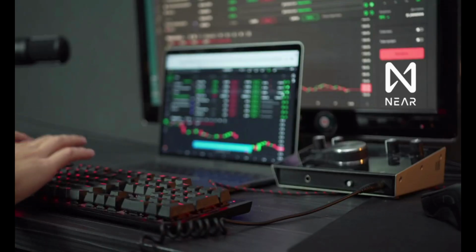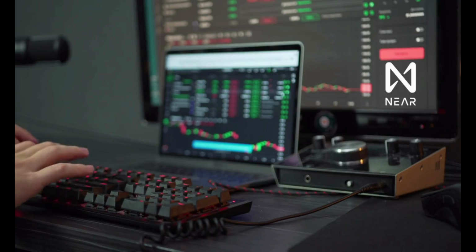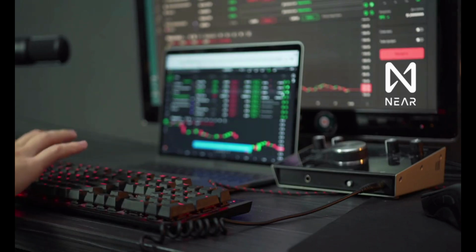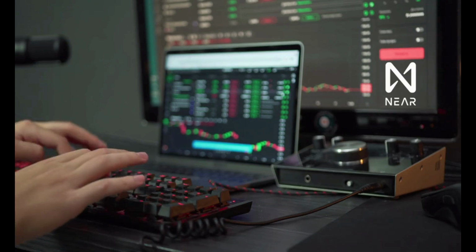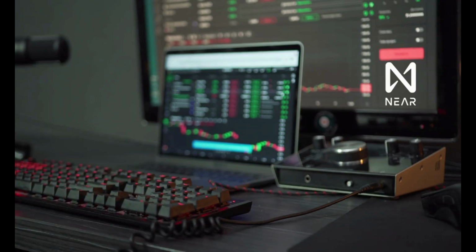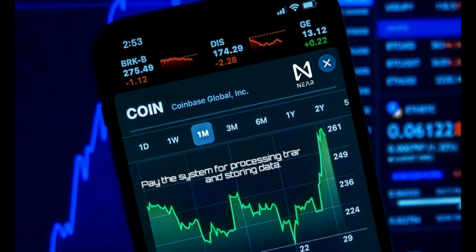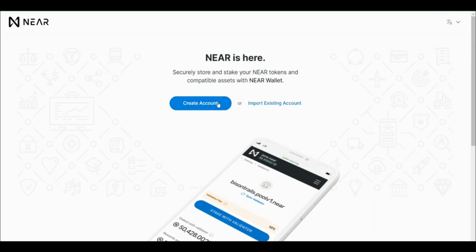NEAR protocol is powered by its native cryptocurrency NEAR tokens. Each token is a unique digital asset which can be used to run a validating node as part of the network by participating in the staking process. Assists to determine network resources allocation. Pay the system for processing transactions and storing data.